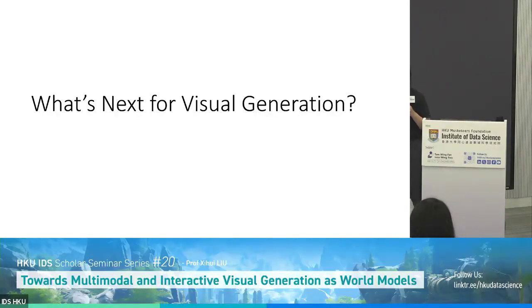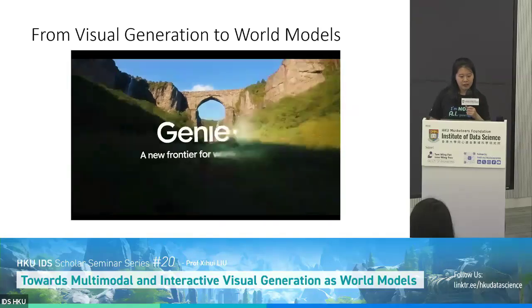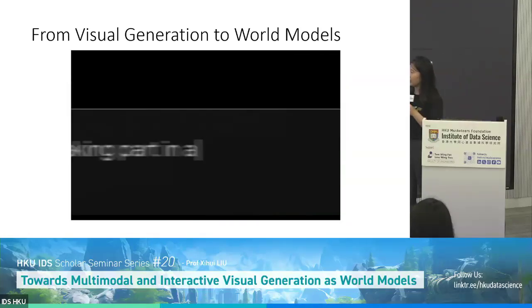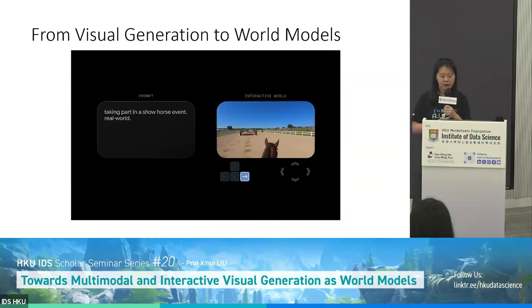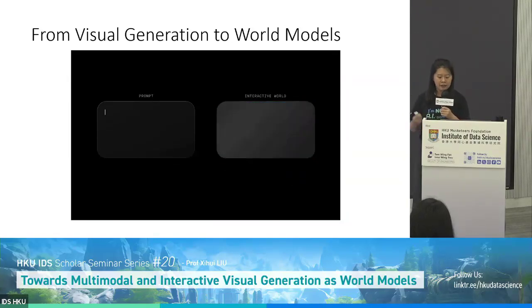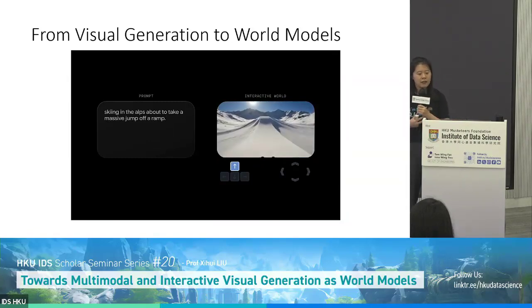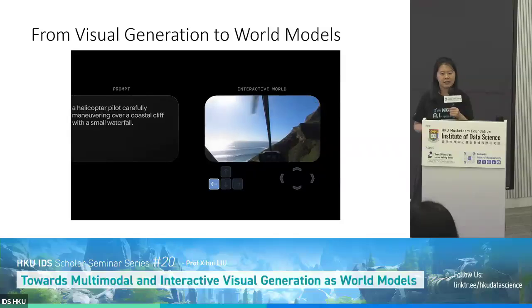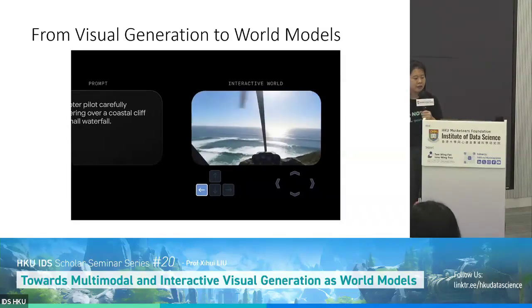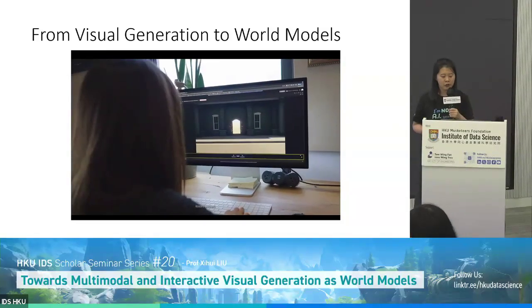Are there areas that haven't been explored in the past that are very important? I take Genie 3 as an example. This work was released by Google in August this year. It shows some capabilities beyond traditional text-to-video generation, which is called world models.